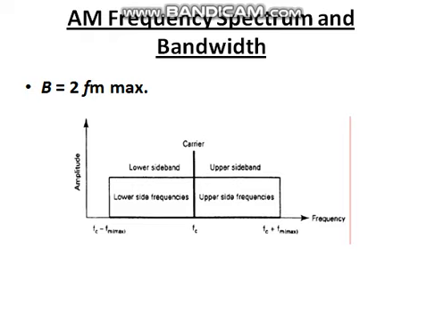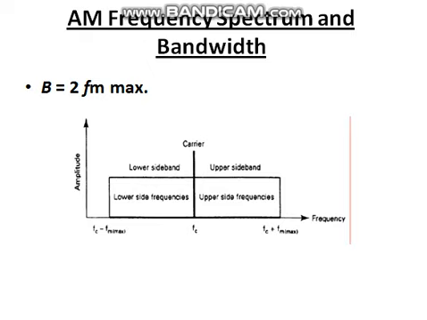Now we discuss amplitude modulation frequency spectrum and bandwidth. The bandwidth of an AM wave is twice the bandwidth of the baseband signal. The AM signal also produces two sidebands: first is the upper sideband and second is the lower sideband, corresponding to each frequency component present in the baseband signal.